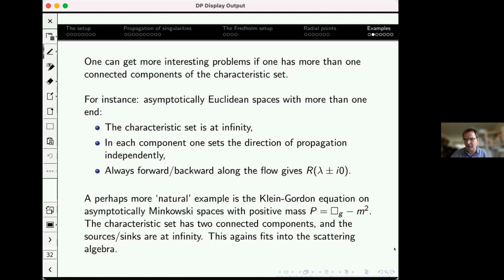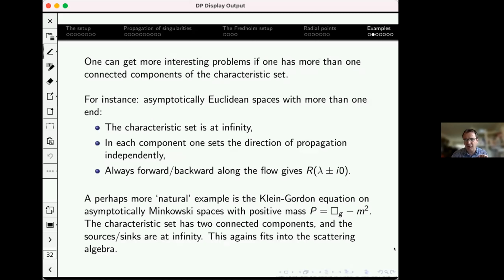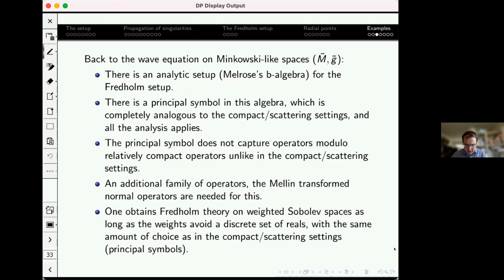But this is correlated then to the Klein-Gordon equation, again say on asymptotically Minkowski space, where the characteristic set now has two connected components, and it again has this source-sink picture corresponding to the sources and sinks at infinity, and again it fits into the scattering algebra. So maybe I should say one more thing. You again have two choices with four different propagators, and you get the Feynman, the anti-Feynman, as well as the two that correspond to the Cauchy problem, which you could argue are a bit more natural than these two funny problems for the two-ended Euclidean space, but in terms of microlocal analysis they are exactly the same in terms of structure.